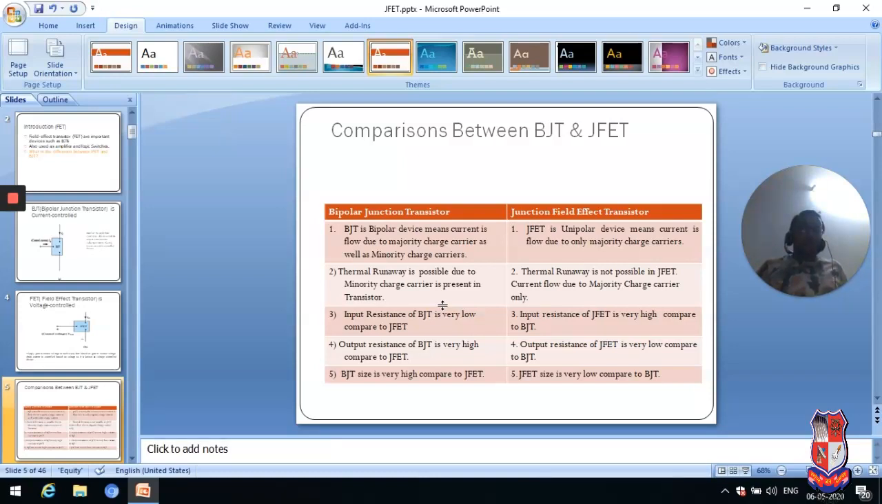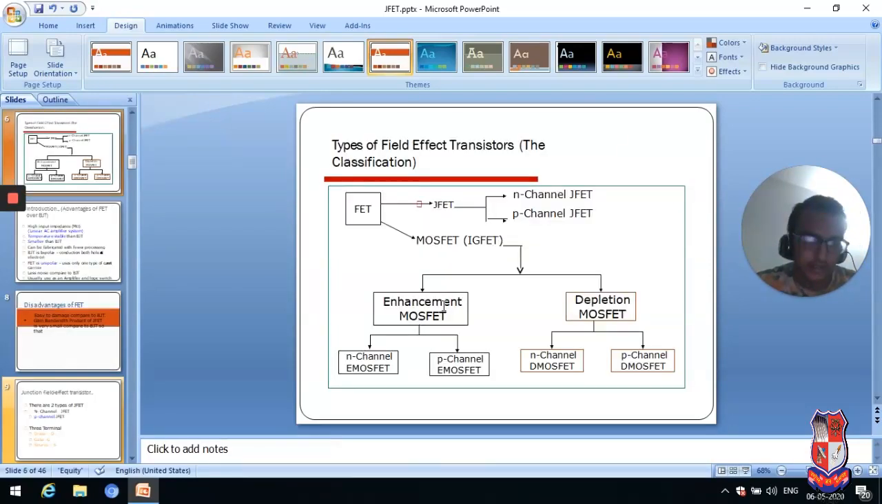Thermal runaway is possible in BJT. Why? Because current flows due to the minority charge carrier, but in JFET, current flows due to the majority charge carrier. That's why thermal runaway is not possible. Input resistance is also very high due to ohmic contact between drain source and gate. I will explain this in the construction of JFET. So it has very high input impedance compared to BJT and low output resistance compared to BJT. So this is the difference between the BJT and JFET.